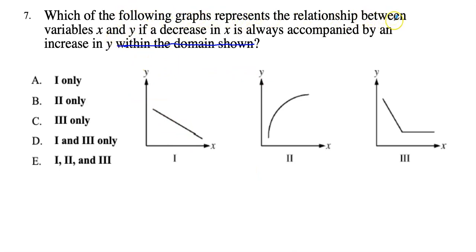Which graph represents the relationship between variables x and y if a decrease in x is always followed by an increase in y? In other words, which of these graphs shows a decrease in x, and decrease means to go down. In other words, when x goes down, y goes up. Is it graph 1 only? Or is it graph 2 only? Or is it graph 3 only? Or perhaps it's both 1 and 3, or perhaps all 3 graphs show that relationship.